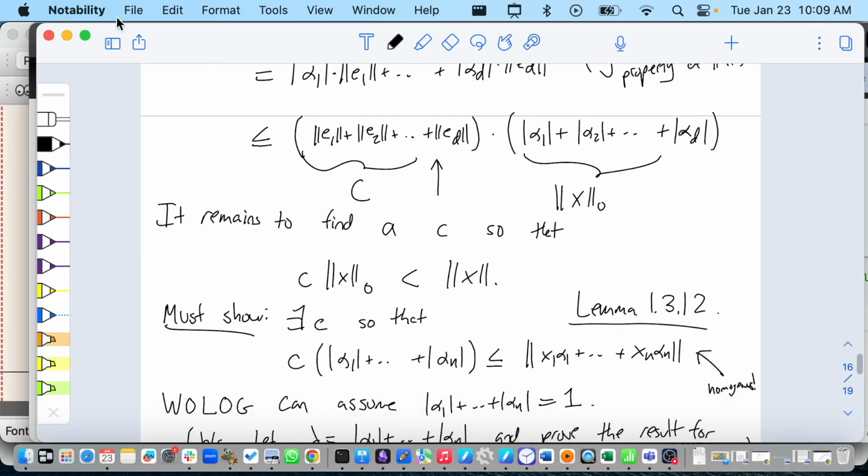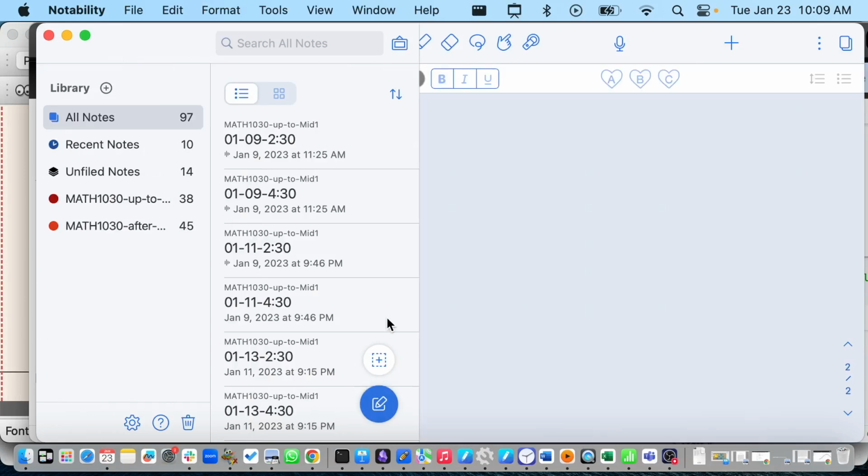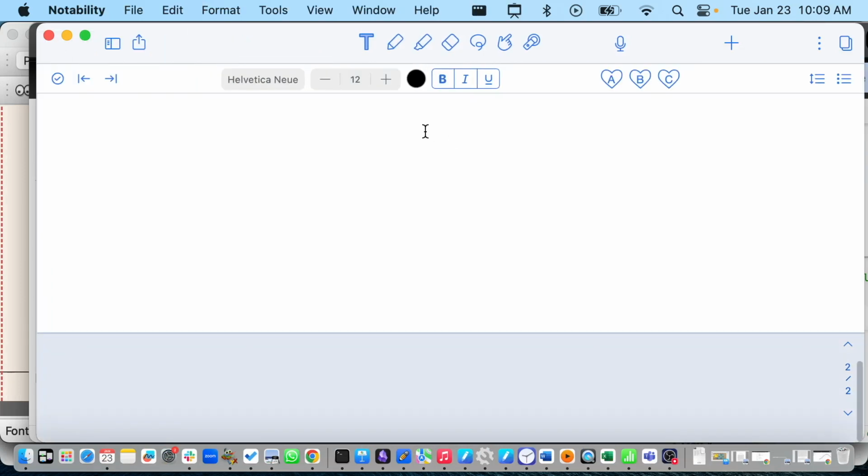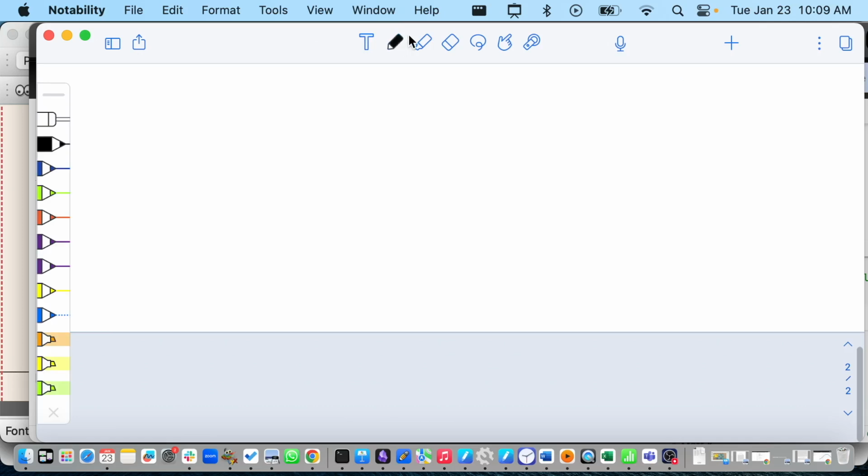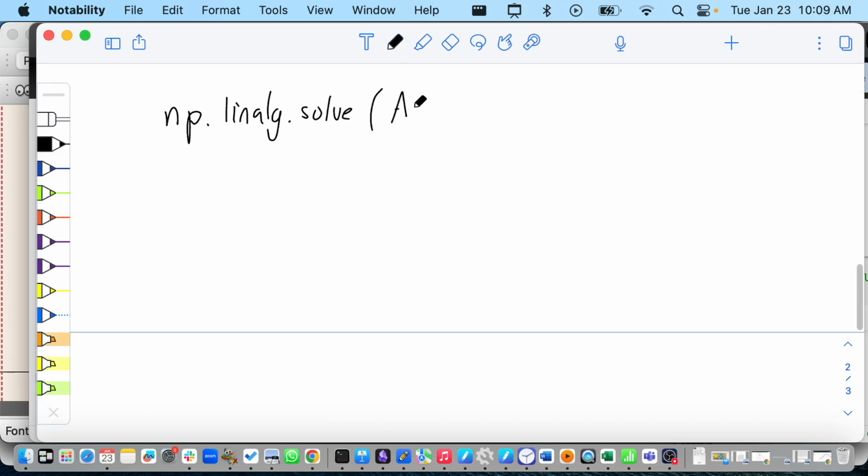If you do np.linalg.solve and you do a, b, this will solve ax equals b. So this will tell you the answer x, the solution to ax equals b. So we have the equation p equals pm.